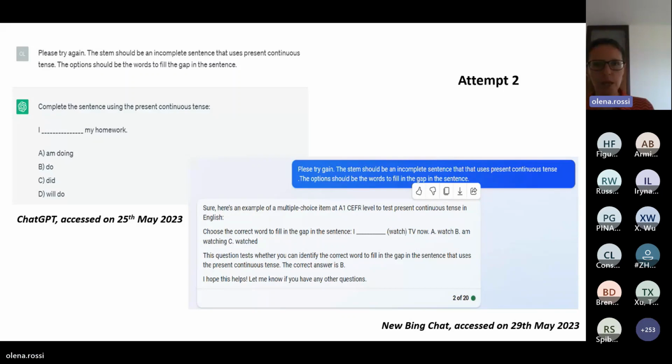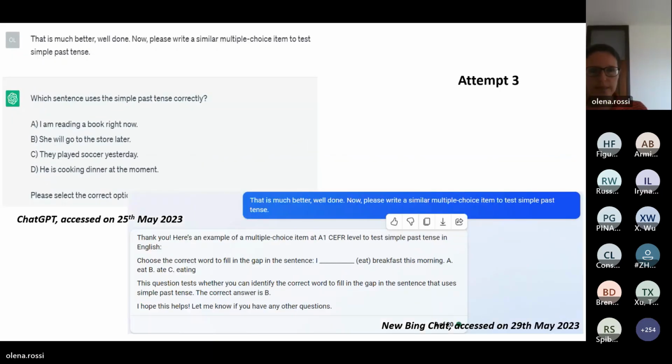So let's try again with Bing Chat to see whether I can get the format that I want. You can see that the Bing Chat version already has enough context in it, because it is "I watch TV now," so it has enough context to choose the correct answer. Now let's see if it can remember our conversation to produce a new item. I asked it the same question. You can see the resulting item. So it seems that it could remember our conversation better.